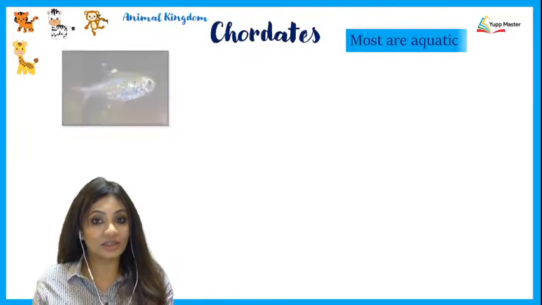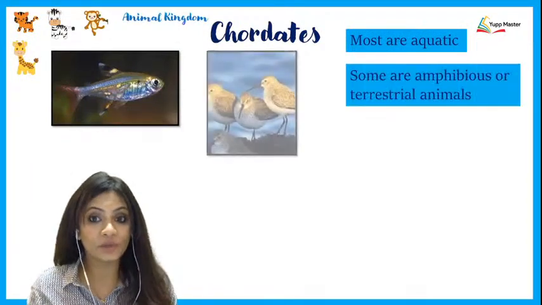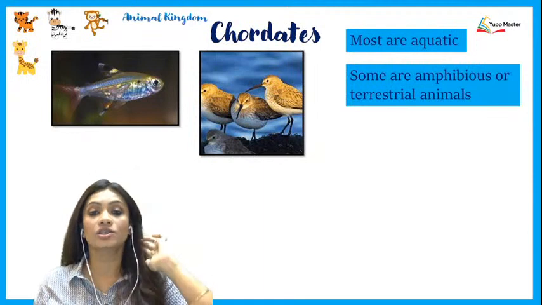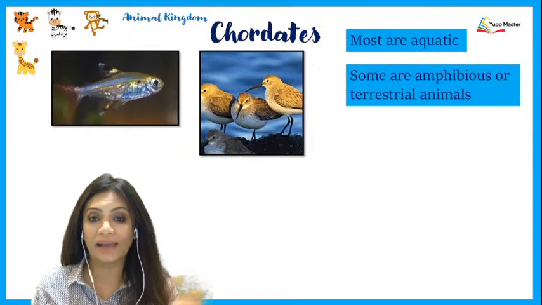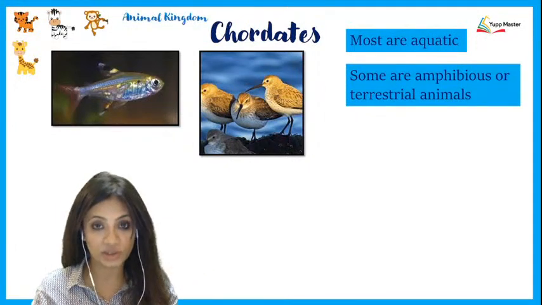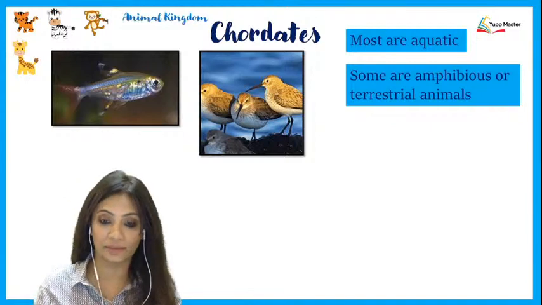Now, coming back to general characteristics. Most chordates are aquatic. Some are also amphibious and some are terrestrial as well. Amphi means both, so amphibious means organisms which survive in water and on land as well. So some are amphibious or terrestrial animals.